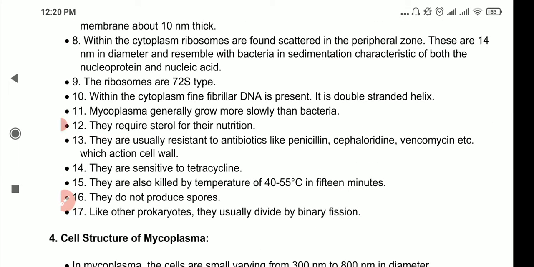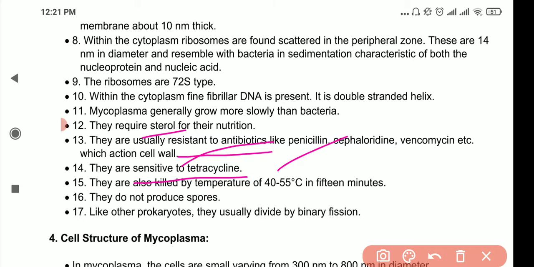They are not as fast in growing as bacteria, and they need sterol for their nutrition. Sterol is sort of a fat, a steroid, some sort of a hormone, I think. They are resistant to antibiotics, but they are sensitive to tetracycline. So you cannot kill these with antibiotics like penicillin. But they can be killed by tetracycline and also by a temperature of 40 to 55 degrees Celsius for 15 minutes.